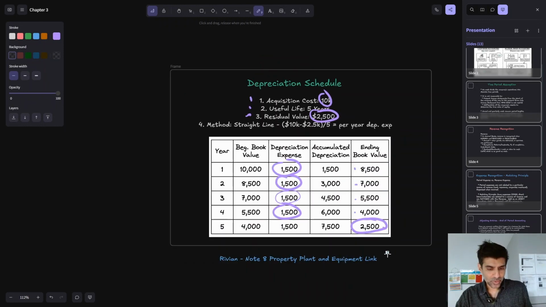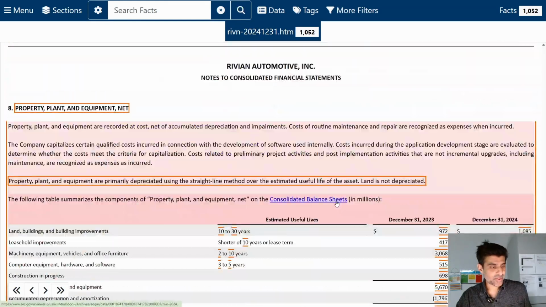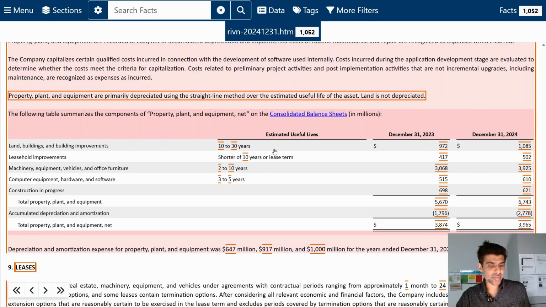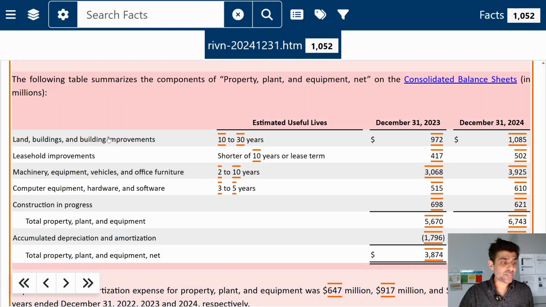Let's look at a real example of this. So this is Rivian, okay? This is a summary of their property, plant, and equipment assets. They've divided all their property, plant, and equipment into different buckets. They have land, buildings, building improvements, 972 million. Machinery, equipment, vehicles, office furniture is 3 billion. I think this is the right units. And so if you add all this up, their total property, plant, and equipment is like 5.7 billion.